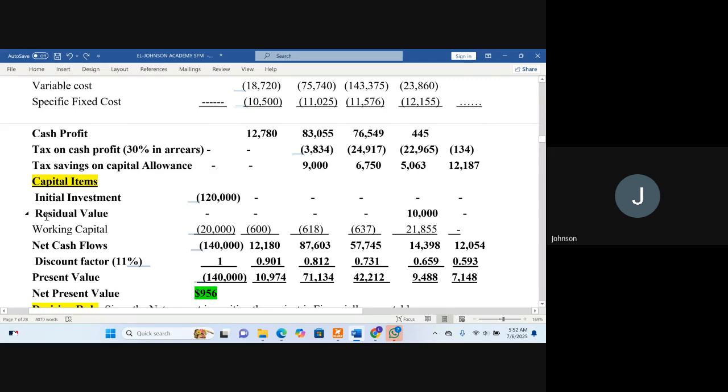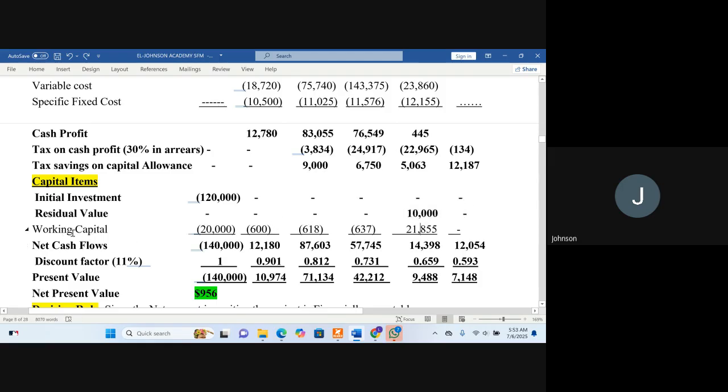The next one is your residual value at the end of the project. Your residual value is this amount. Because we sold the asset, the amount is going to come in as an income. So we have this amount over here. That is the residual value in year 4.